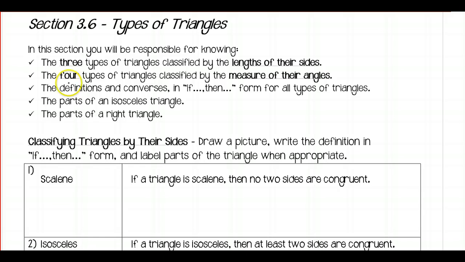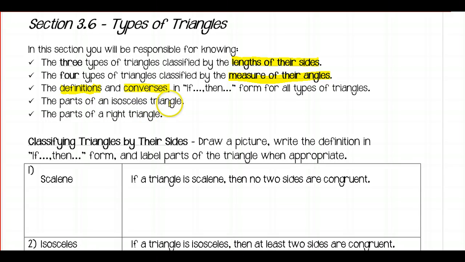So, 5 bullet points here for you. Make sure you know the 3 types of triangles classified by the lengths of their sides, the 4 types of triangles classified by the measures of their angles. And then you're going to need to know the definitions and their converses, in if-then form for all the types of triangles. Again, when we do our 2-column proofs, I want almost everything in conditional form, so if-then form.